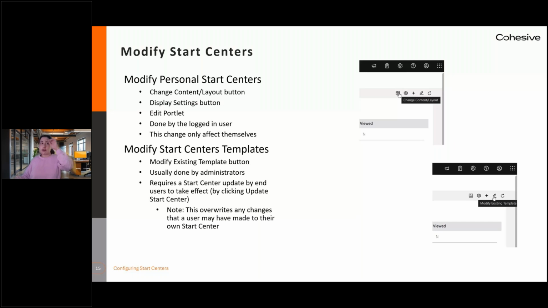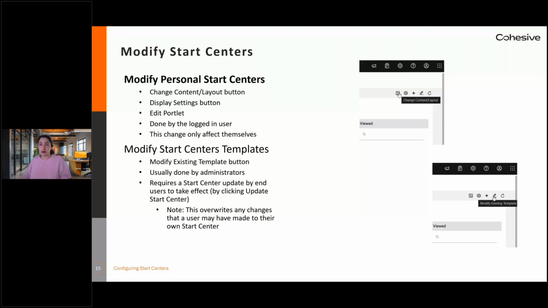Now we're going to take a look at modifying start centers. The ability to edit a start center is something a user may or may not have. An organization can choose to disable this feature for anyone other than the Maximo administrator. If a user does have this access, there are two different kinds that can be granted: editing a personal start center that belongs to themselves, or editing the start center template. The changes that can be made are the same for both types if the user has full edit access.